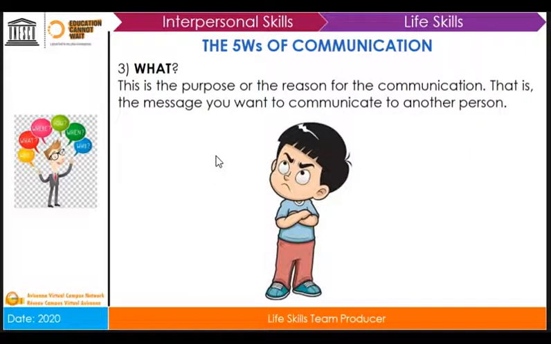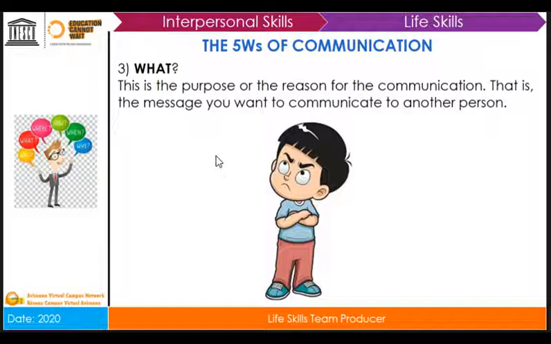The next is what. What? What in communication is the purpose or the reason for the communication. What here means the purpose or the reason for the communication. Better still, what here means the message that you want to communicate.